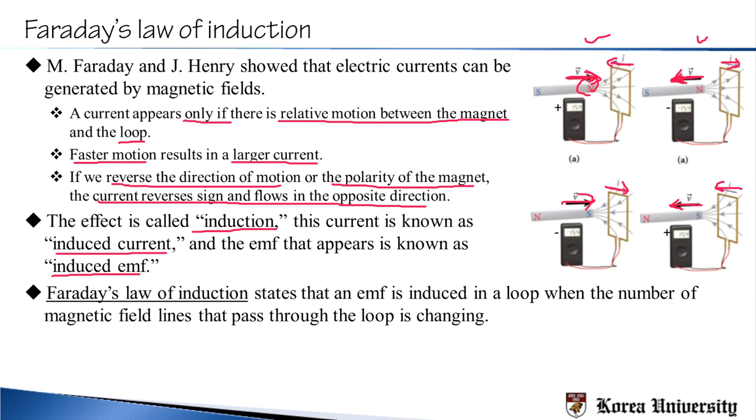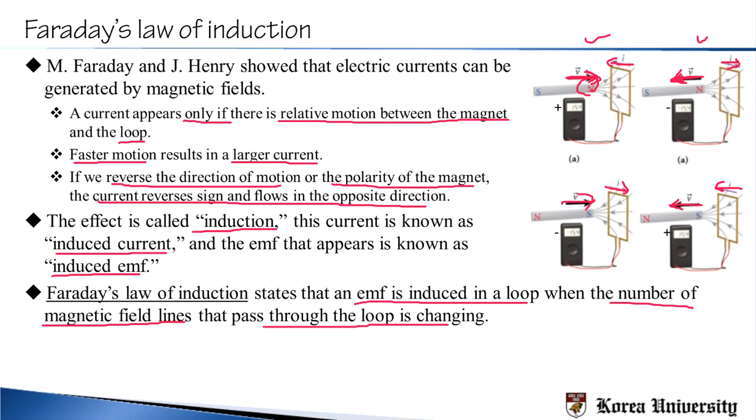Finally, Faraday summarized this in his law of induction: an EMF is induced in a loop when the number of magnetic field lines that pass through the loop is changing. Can you understand what it means? You can simply put it that it will happen when the magnetic field strength is changing near the loop. But it is more precise to say that it will happen when the number of magnetic field lines that pass through the loop is changing.